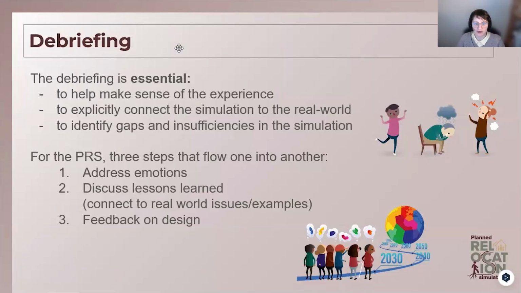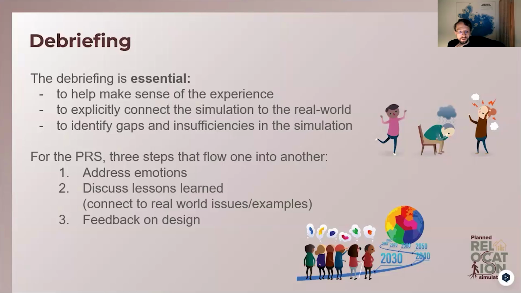But for the specific planned relocation questions, let me give the floor again to David so we can look in more detail at what kind of questions we are actually looking at. Yeah, so in my experience, the first step of addressing emotions can be more or less important. In some cases, people will have gotten quite excited, potentially quite frustrated, and it's very important to give them an opportunity to express that. Some groups may not have engaged quite as intensely, and that's also fine.